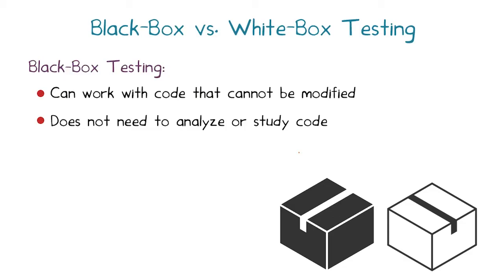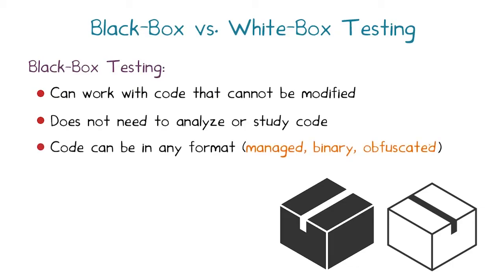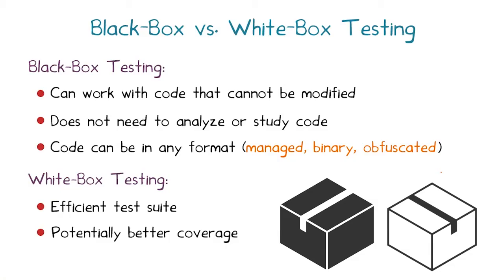Additionally, black box testing does not need to study the code to be tested. The problem with analyzing this code is that it might be too low level of an analysis. The tool might get lost in details of the program and lose sight of the bigger picture that observing inputs and outputs provides. Moreover, black box testing can be performed on any format of code, whether it is managed code, binary code, obfuscated code, etc. The advantages of white box testing over black box testing are similar to those of manual over automated testing. The tester is potentially able to construct a more efficient test suite with potentially better coverage than black box testing could. Both kinds of approaches are useful and typically a combination is needed.